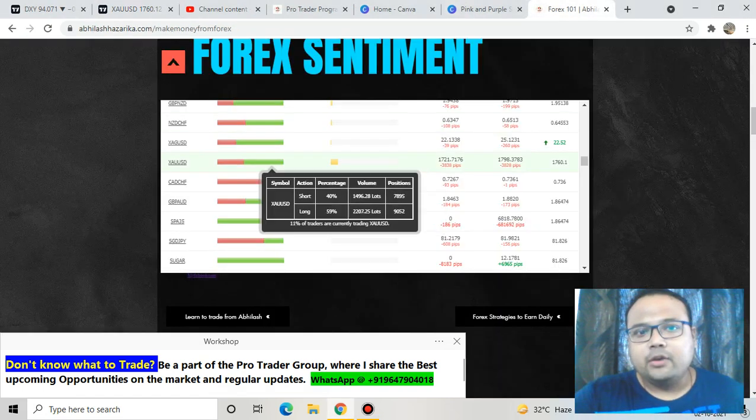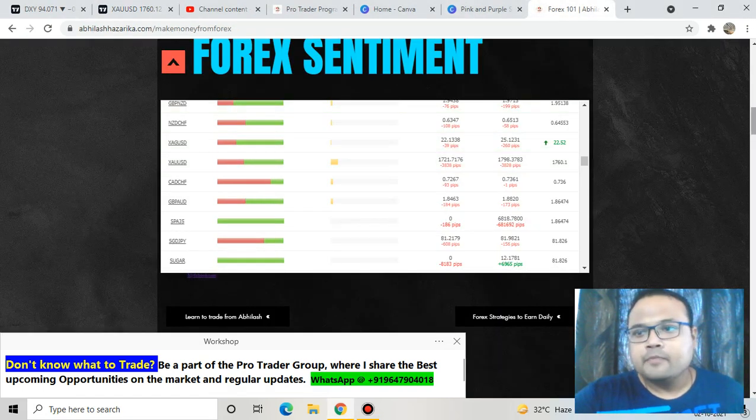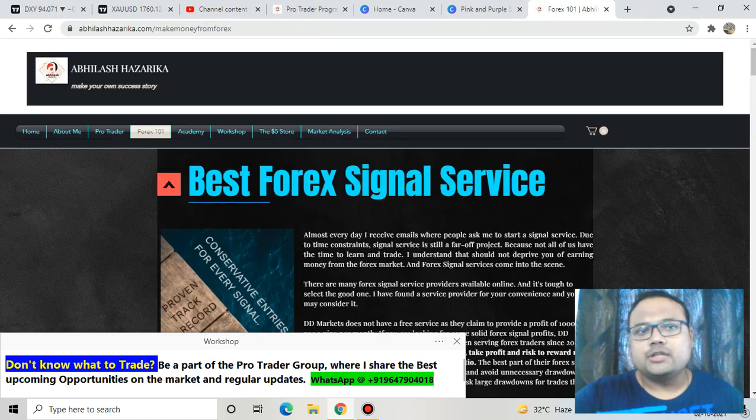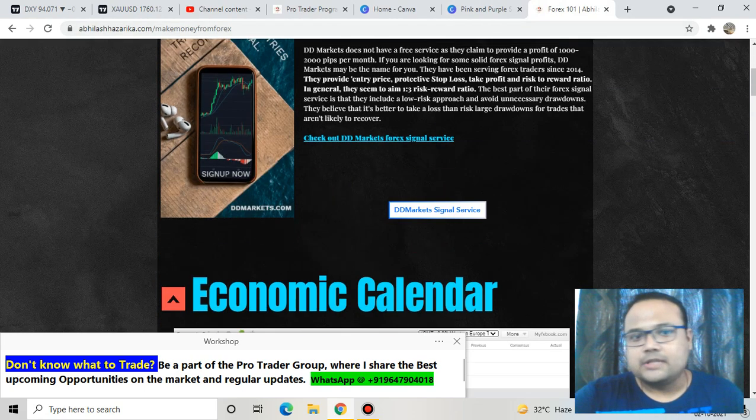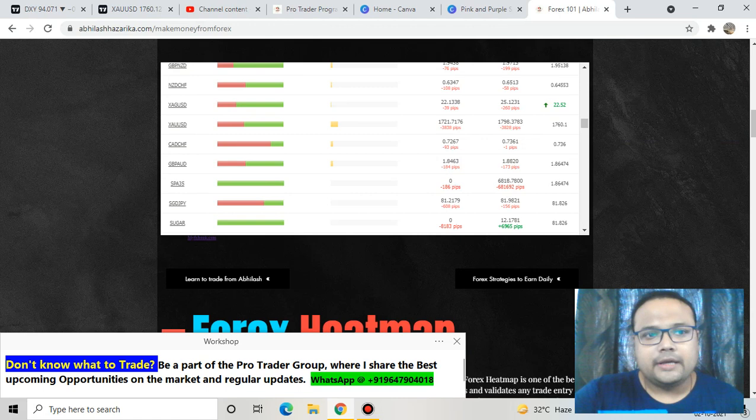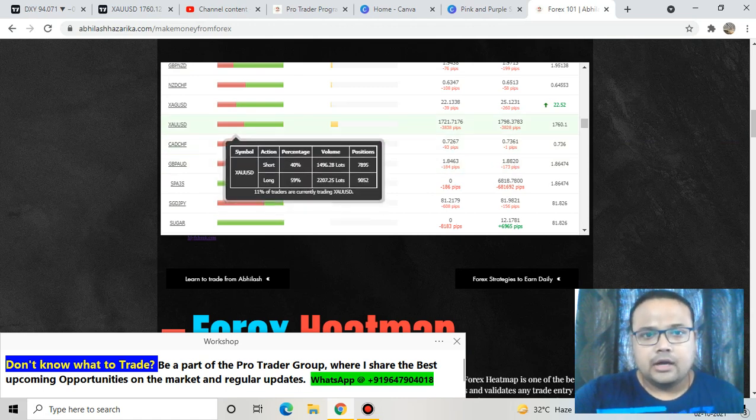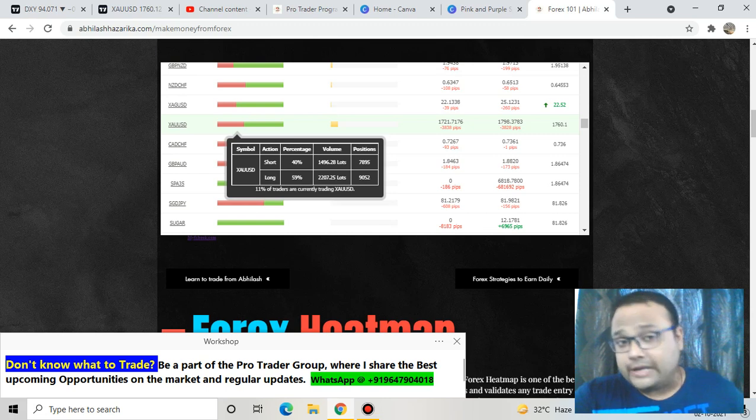And if you look at the forex sentiment meter here, you will find it on my website avilashhazarika.com under the forex 101 section. In the forex sentiment meter, you can see that 40% of retail traders have taken a short position and 59% of retail traders have taken a long position. So we do not get a clear picture from the sentiment meter as well.